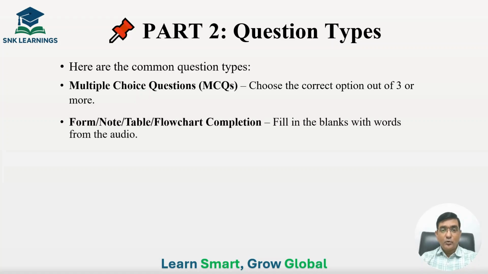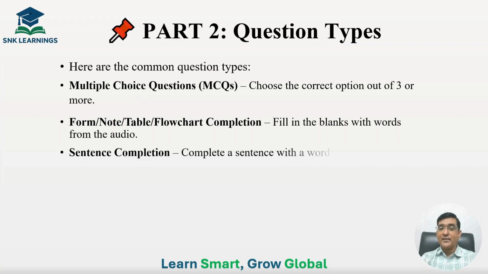Second, flowchart completion. You will be given certain blanks regarding a flowchart, a table, a form, or any other format. You need to fill in the complete details which are being played in the audio. Next question type is sentence completion. See guys, whatever things are asked in the listening test, we have already been familiar with in our earlier academic days. But the problem here is that we are listening to audio and we cannot see or hear it once again. So in sentence completion, you need to complete a sentence with the help of a word or a short phrase, probably two or three words.